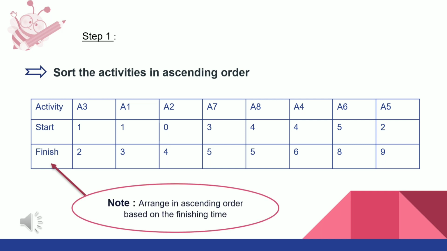Starting with step 1, we have to sort the given activities in ascending order according to their finishing time. Have a look at the finish column in the previous slide. The least value is 2, which belongs to activity 3, that is A3. So we will write it first. The next value is 3, which belongs to A1. And then we have 4, which belongs to A2. In this similar way, we have sorted the table in ascending order in this slide. So this is the table we have sorted.